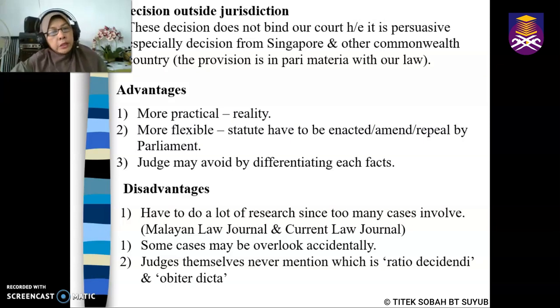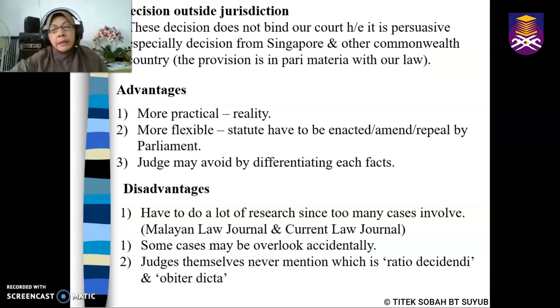So what are the advantages and disadvantages of judicial binding precedent? I think you can read this by yourself. The most important advantage is that when you look at cases, this is the real situation. If you just read the statute, it seems very dry and very difficult to understand. By looking at the judges' decisions in cases, this is a real situation whereby the statute is interpreted more clearly.